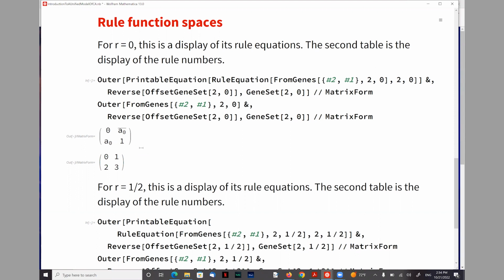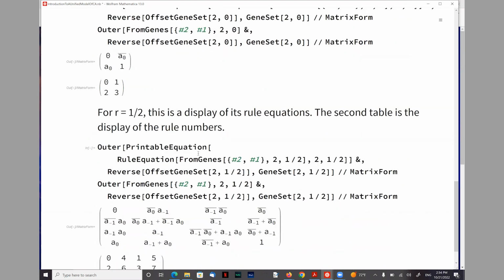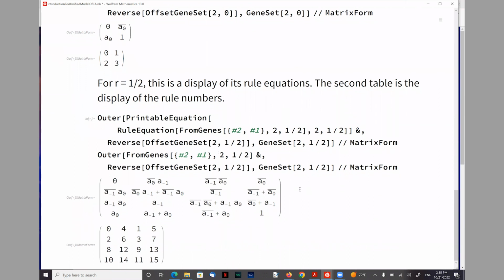But I looked at it. So this actually works from 0 all the way to whatever number you want. So this over here is the set of rules for r equal to 0. If we make r equal to 1/2, this is the set of rules. And as you can see, up here you have the actual functions, and here you have the numbers associated with those functions. The same thing that we have down here. These are the functions, and these are the numbers.